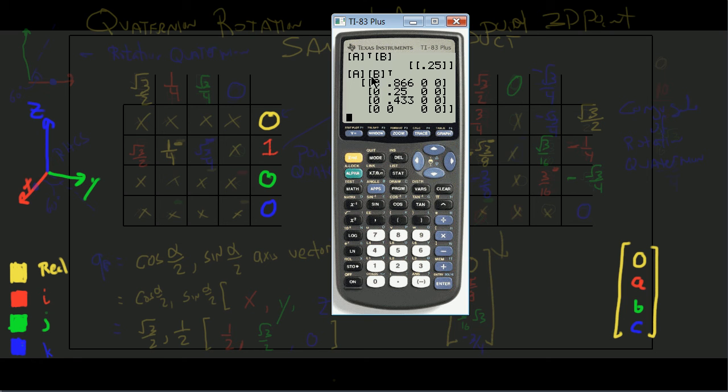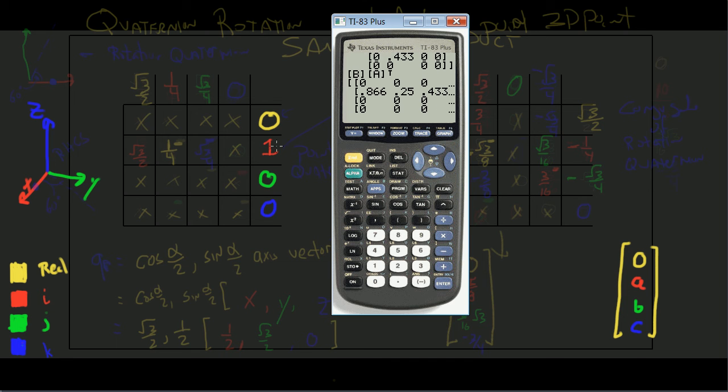It could have been B times A transpose. So let me see that. Second matrix B times second matrix A, second matrix math transpose. And if you see that now, we essentially have, and I'm going to go ahead and point out, that we have the values that we had calculated by hand.